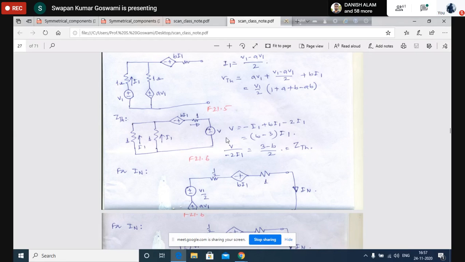What we have done here, V equal, say current, this I1 actually will be flowing in this direction. Here the current is I1.